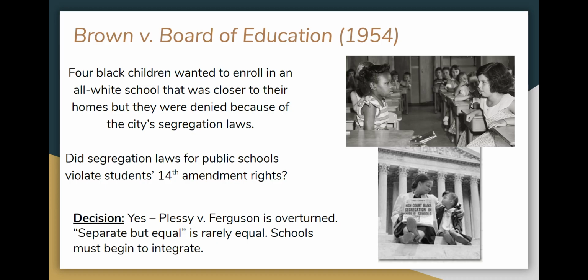So this is a huge deal because it overturned a previous court case decision. This is why judicial review is so important. The Supreme Court can actually change its mind on how it interprets the laws. Separate but equal, the court said, is rarely equal. And it mandated that schools must begin to integrate. And this is really the big moment that launched the civil rights movement, legally speaking.